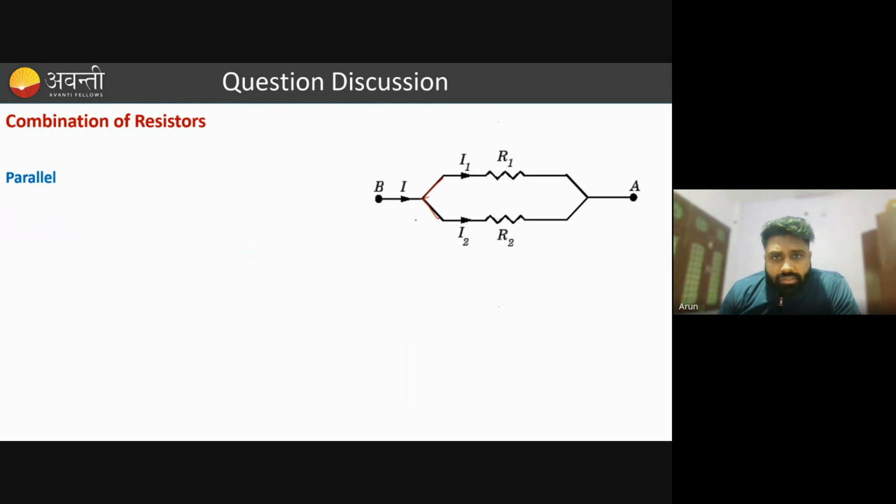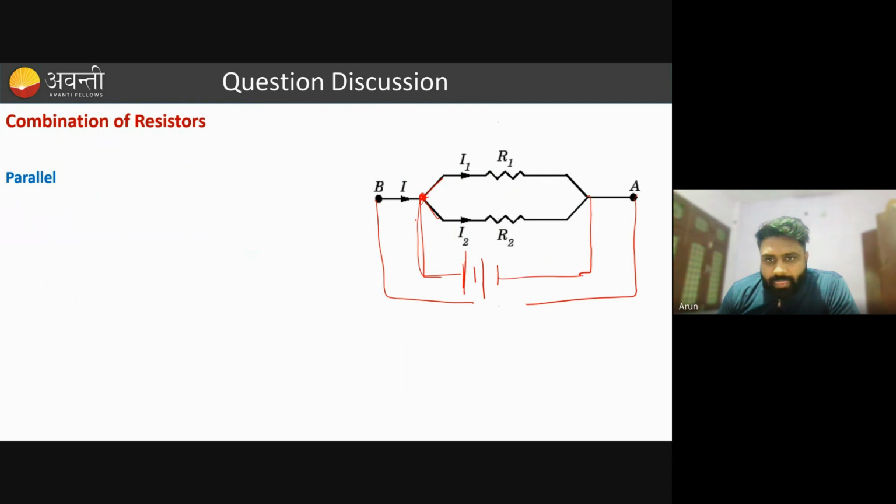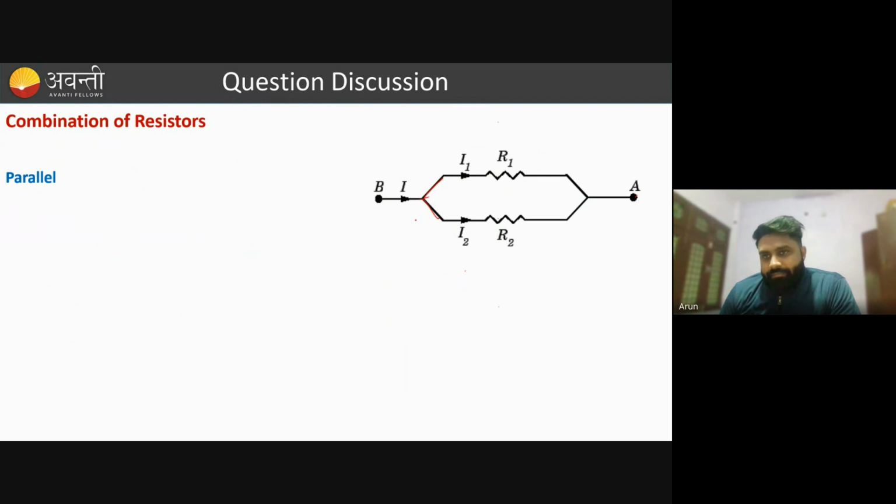Although if you talk about the potential across it, it will be the same, the potential across B and the potential across A, because this end is connected to the positive end, let's say, and this end is connected to the negative end. So the same thing is happening here. Potential difference in this case will remain the same, but the current will be different.